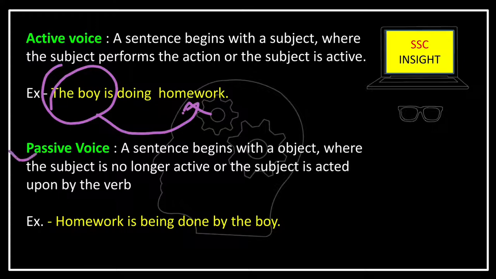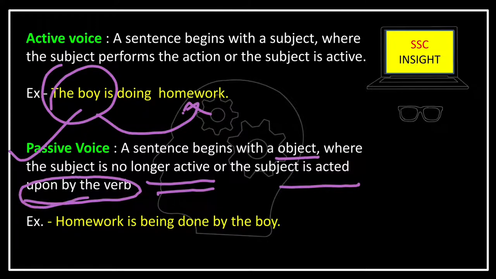Now, in case of passive voice, the sentence will begin with an object where the subject is no longer active or the subject is acted upon by the verb. Here, if I take this example, the homework is being done by the boy. Here, homework is the subject which is actually the objective case, and the boy is the object which is actually a subjective case.